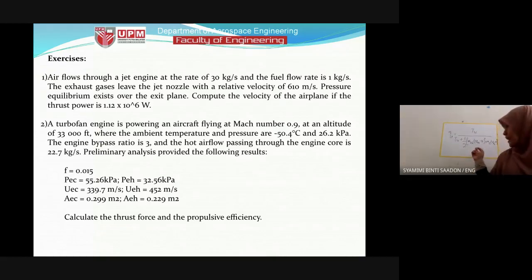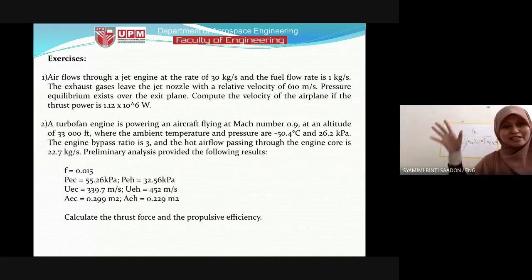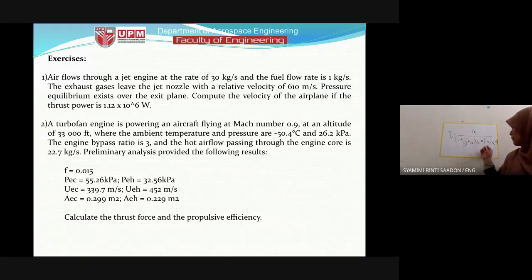Plus, for turbofan, another kinetic power wasted in the bypass, the cold air. So m dot C, right? Because in the cold air we don't have a difference between exit and inlet air.